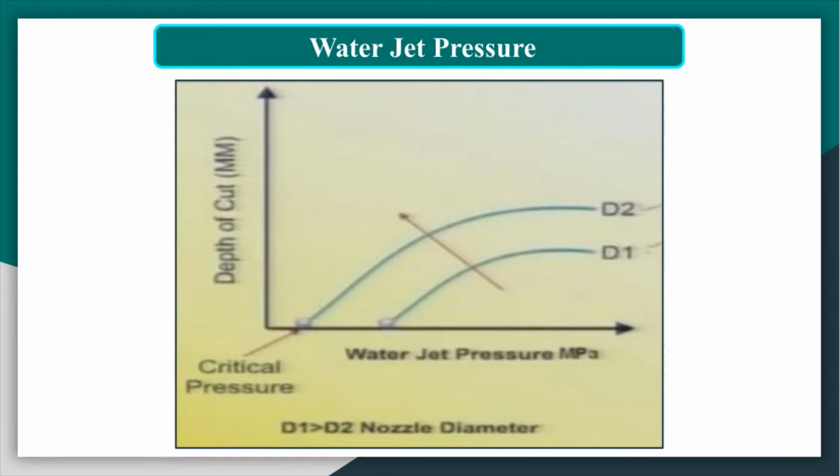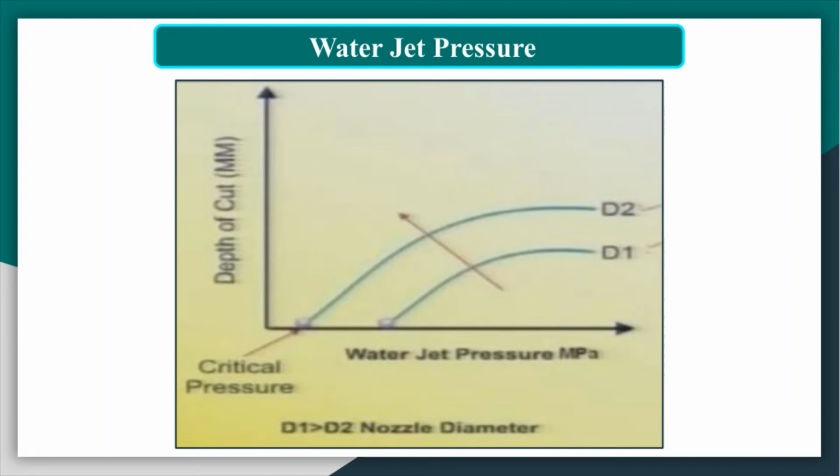Now you can see here nozzle diameter D1 and D2. If the nozzle diameter is larger, then the depth of cut decreases, as you can see over there. I repeat, if the nozzle diameter is larger, then the depth of cut also decreases. It is because with the same power, that is the pump motor, the pressure of the abrasive water jet coming out is lower, and that is why the depth of cut is also smaller.